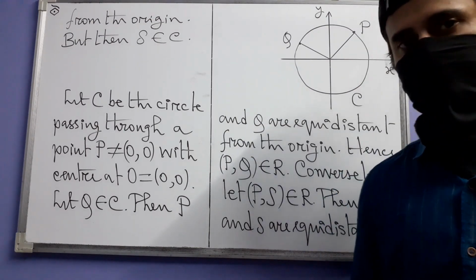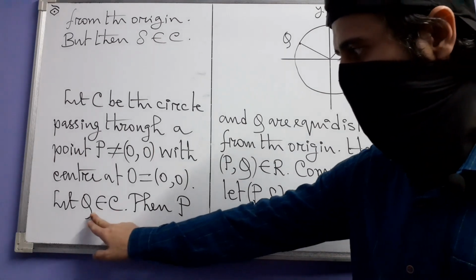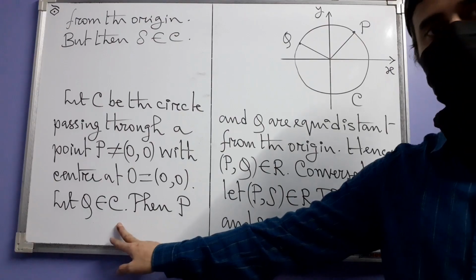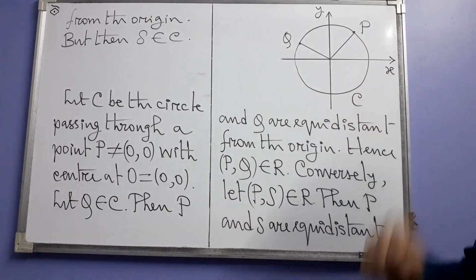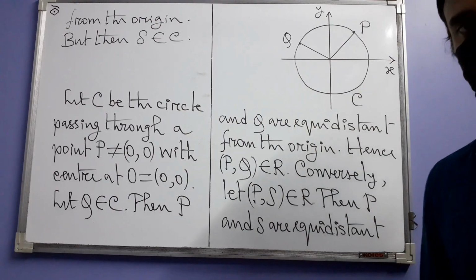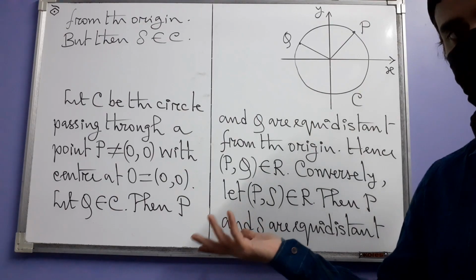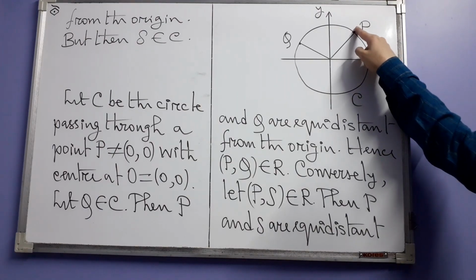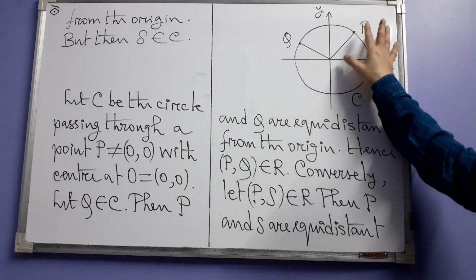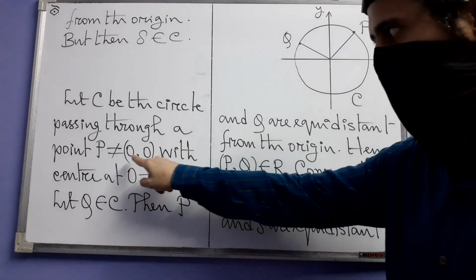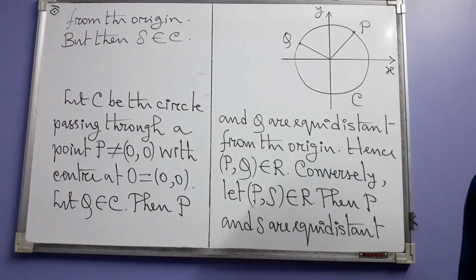So we have started our argument by considering any point Q in C, and for our own understanding, we have drawn a figure also. I think it's a good idea to include this figure in your solution if you are writing this in an exam. So you have P here. P need not lie in the first quadrant, it can lie anywhere. The only condition is that P is not the origin. So I have just simply drawn P here.